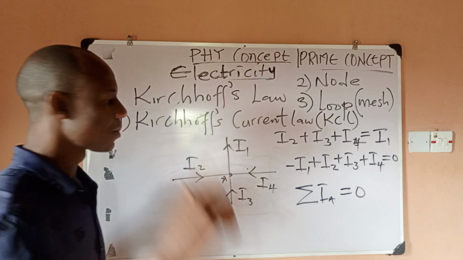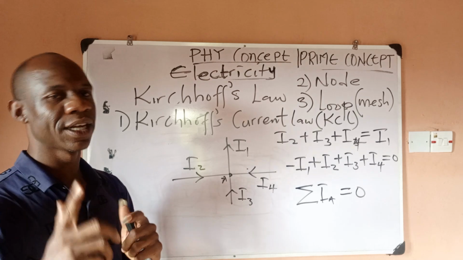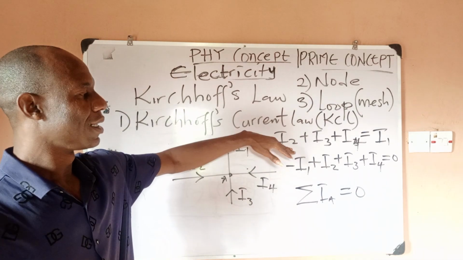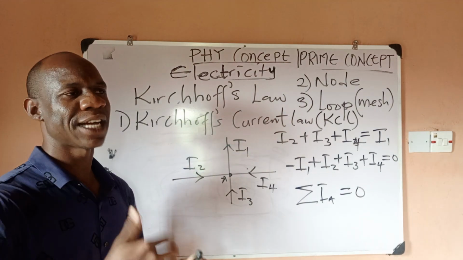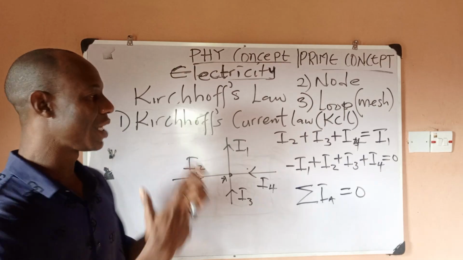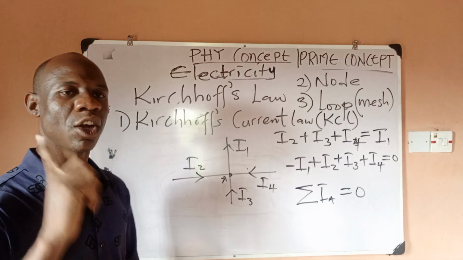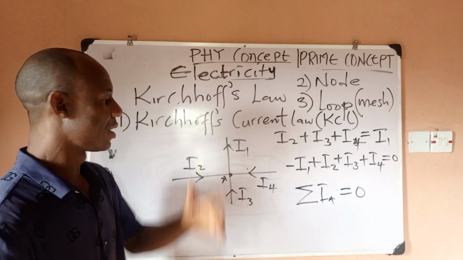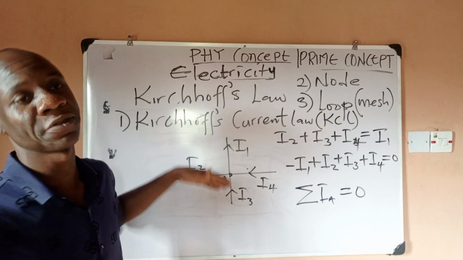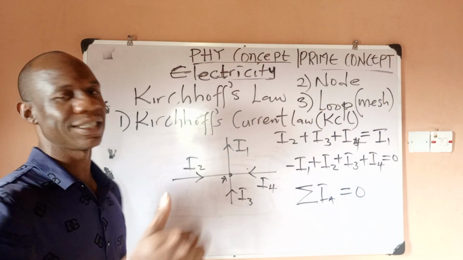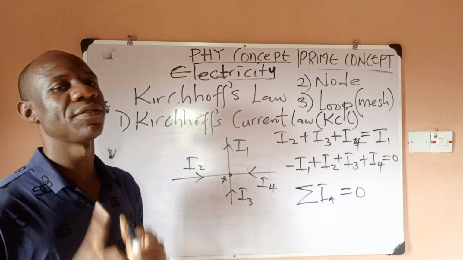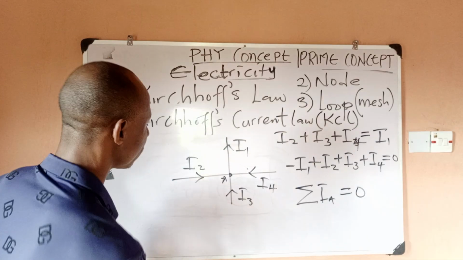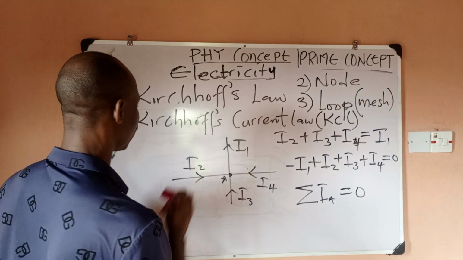One of the things you should also take note of, very important, is that KCL is actually a law that comes out of the law of conservation of charge. The reason is that KCL conserves charge. So it's a law that is derived from the law of conservation of charge. Now let's take a simple example again.